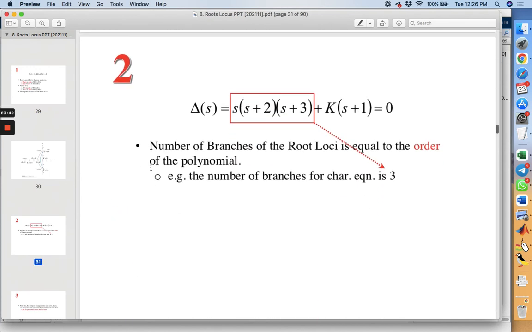Property number 2. The number of branches of the root loci is equal to the order of the polynomial. From the characteristic equation, we know that the maximum polynomial power we have is 3. We can also just refer to the number of poles from the loop transfer function. We get the number of branches equal to 3.